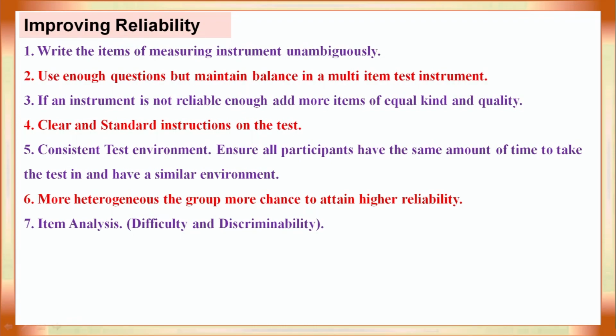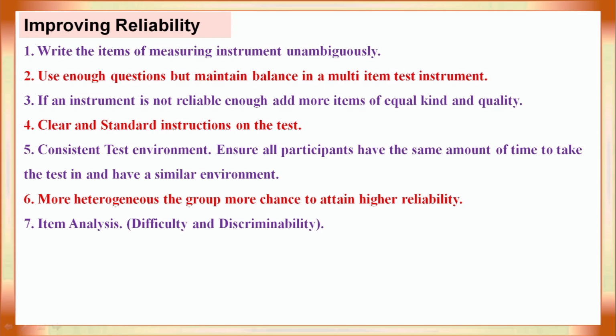Okay. And to ensure the reliability of the instrument, you have to provide clear-cut instructions to the rater, or to the respondents who are supposed to answer the items. The test environment is again a source of potential error, so it should be consistent. You have to ensure that participants get the same amount of time and the same setting when responding to the measuring instrument. And the more heterogeneous the group, the higher the chance of reliability. If it is homogeneous, the items are prone to more bias.